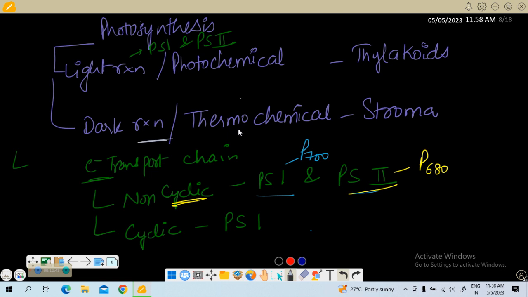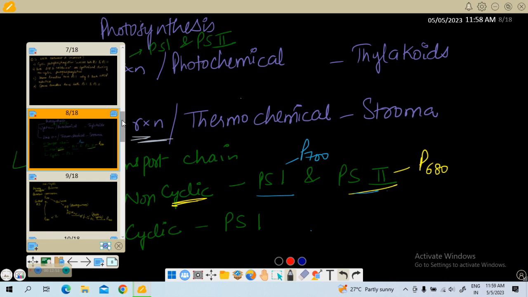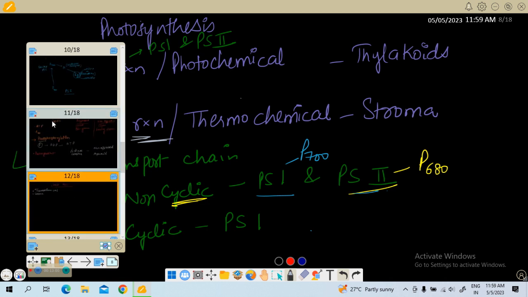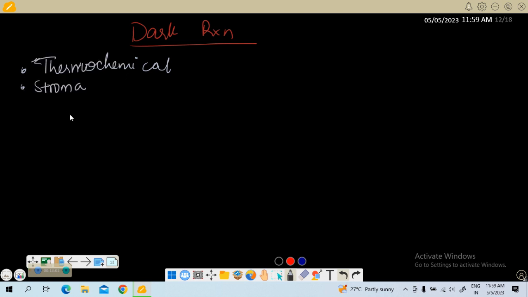Melvin Calvin and his colleagues used Chlorella. This dark reaction was developed using Chlorella, a unicellular green alga, as the experimental organism. So experiments were done on Chlorella. It was discovered by Calvin.